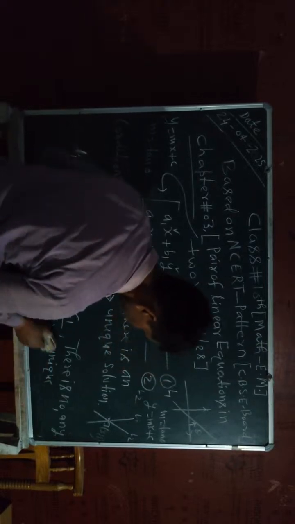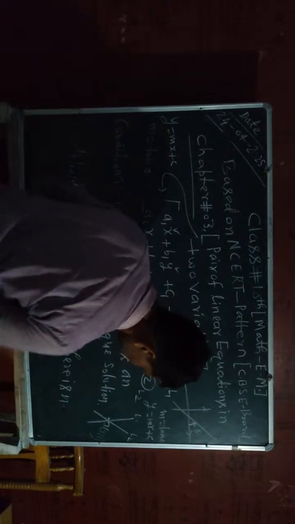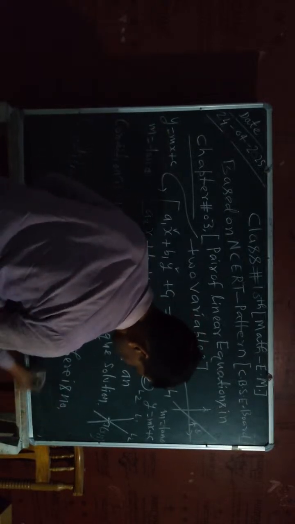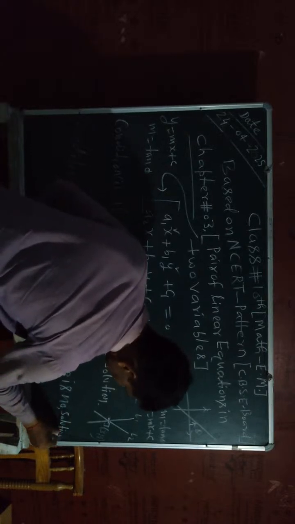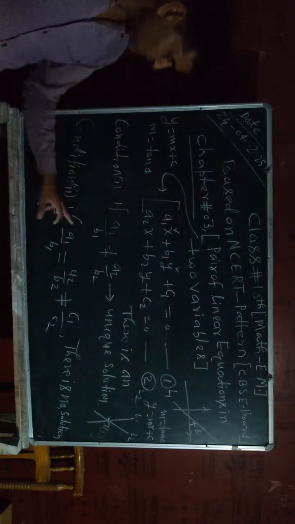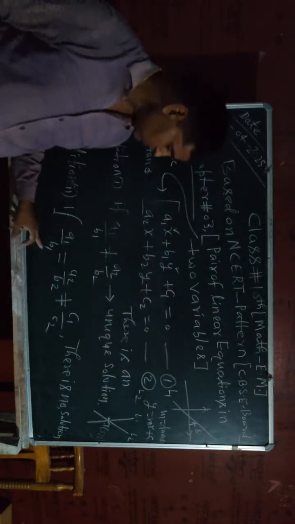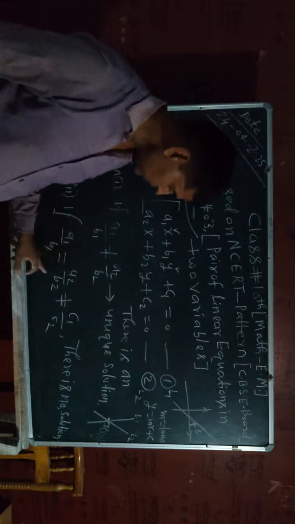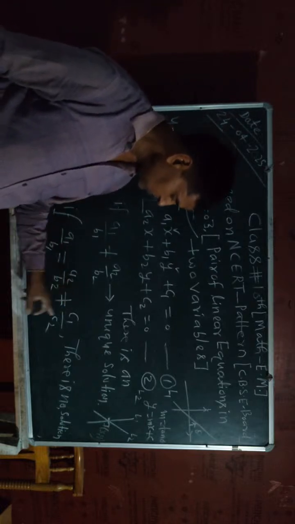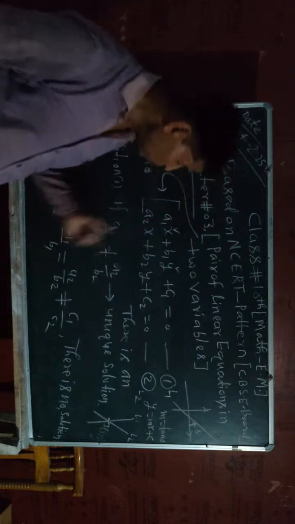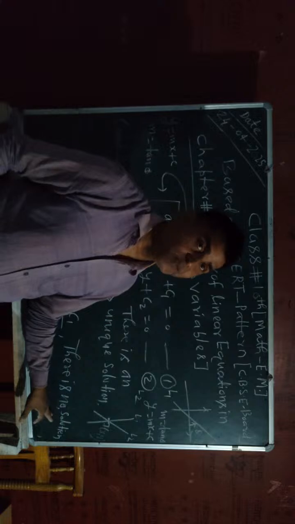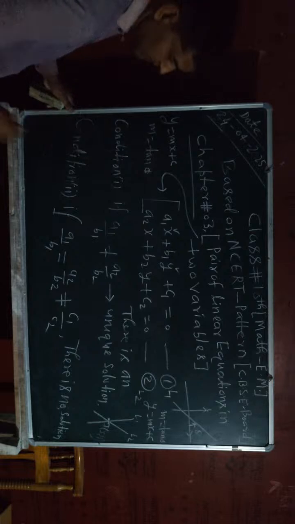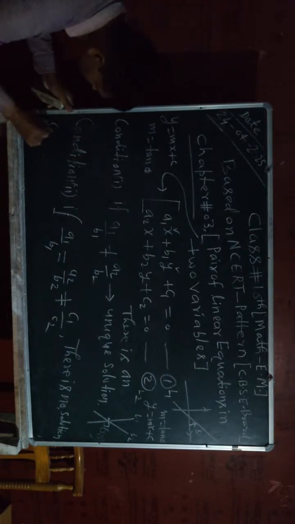There is no solution. So in this case, if a1 divided by b1 is equal to a2 divided by b2, which is not equal to c1 divided by c2, if both equations satisfy this condition, I will say there is no solution. Each and every student has to remember this condition. Now there are three conditions, and each and every student has to remember these three conditions.